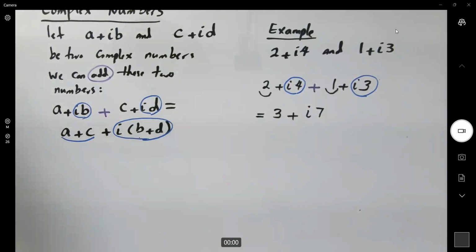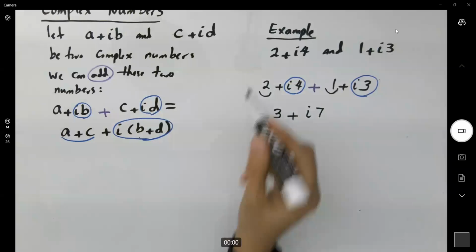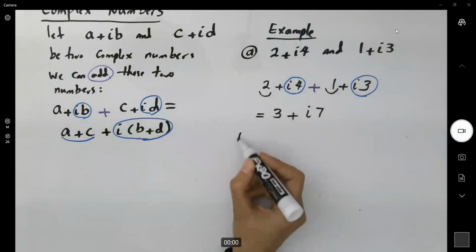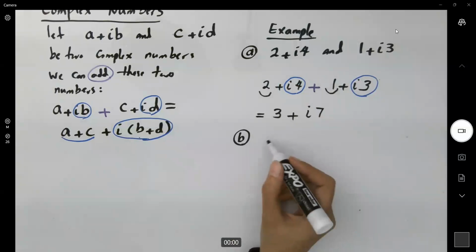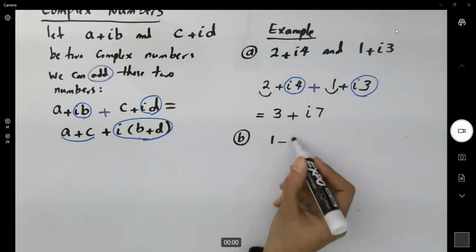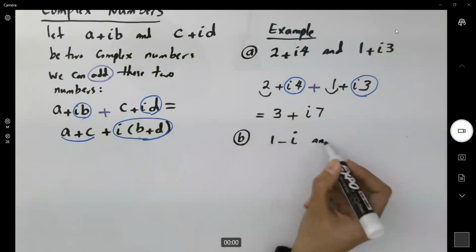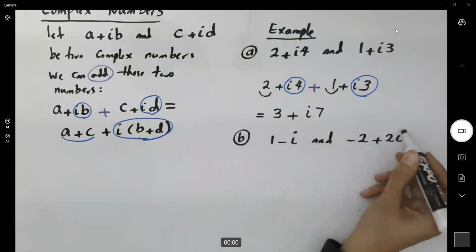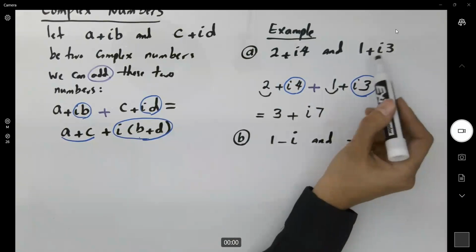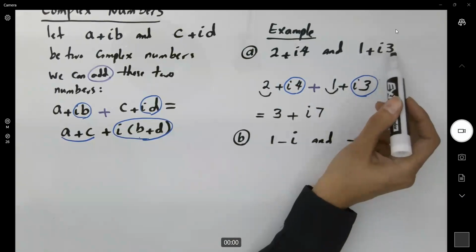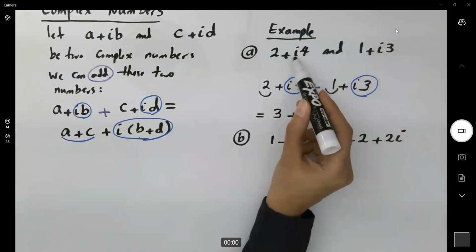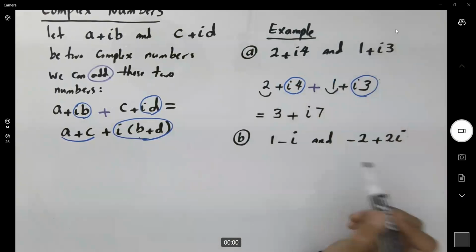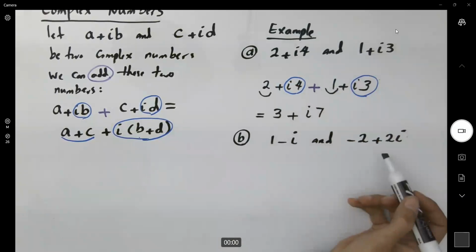Another example. Let's make it more interesting. Example A, example B. Now suppose you have, for example, 1 minus I and negative 2 plus 2I. Remember that here you have multiplication. You can write it as I times 3 or 3I. You can write it as I times 4 or 4I. 2I or I times 2. Suppose I want to add these two numbers together.